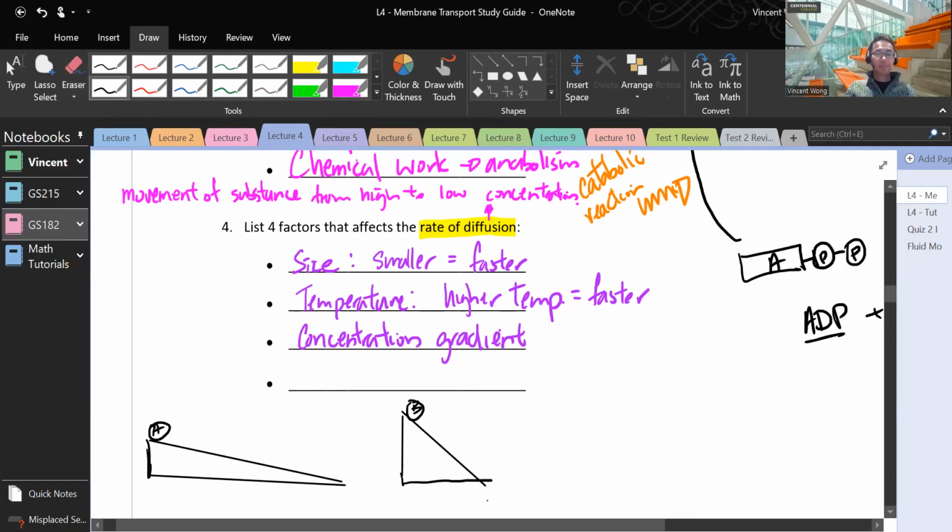Well, hopefully, you will say it is ball B, right? Ball B is going to go down faster, right? Because the difference in height from here to here is greater than the difference in height here, right? In other words, the difference here is steeper than over here. So that's the same thing when it comes to concentration gradient.